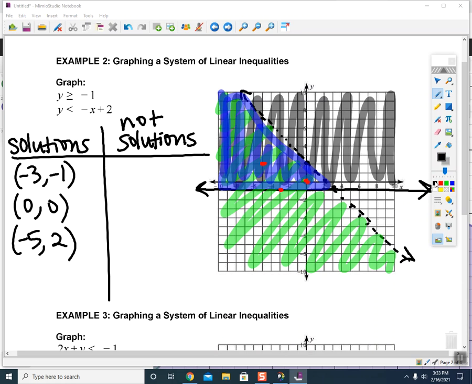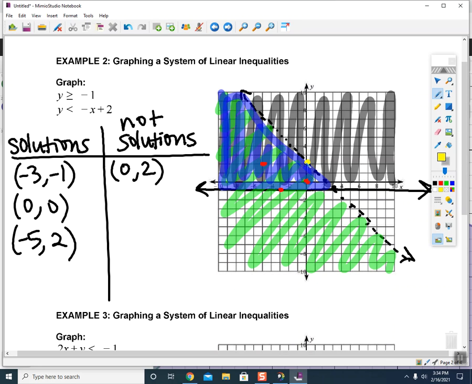So one that is not a solution would be 0, 2. So let's see where 0, 2 is. 0, 2 is right up here. The reason why this is not in my solution set is because it is on the dotted line. Okay, so I'm not including values that fall on the dotted line because I don't include those.